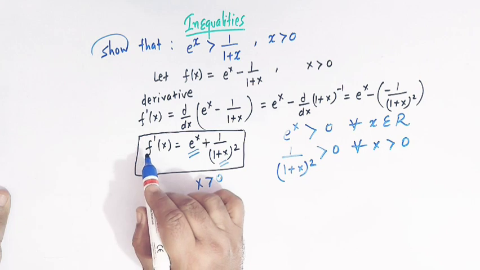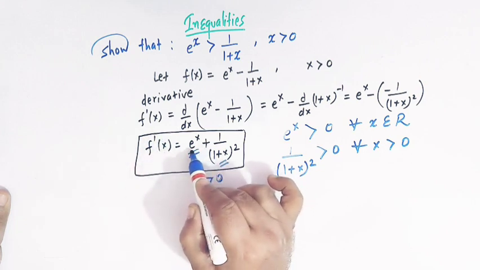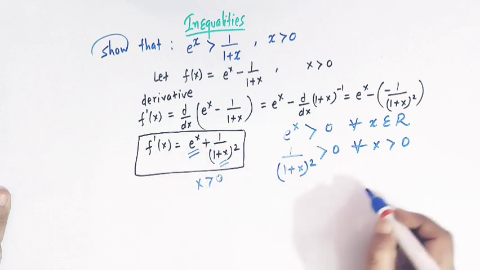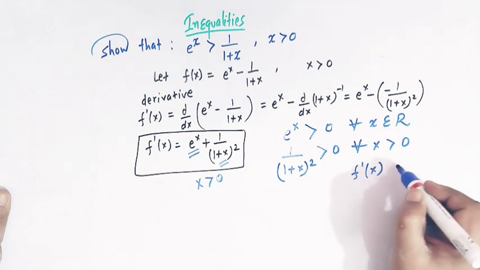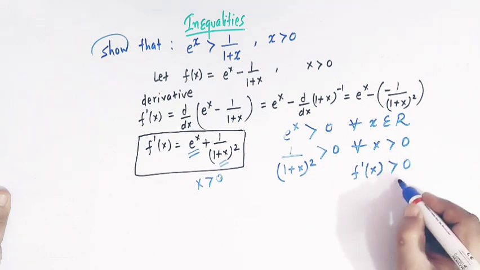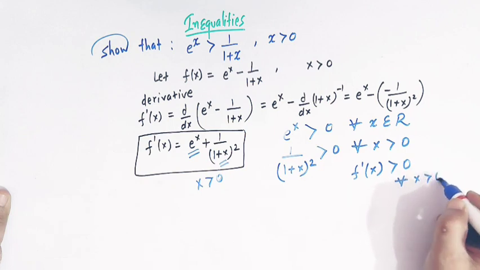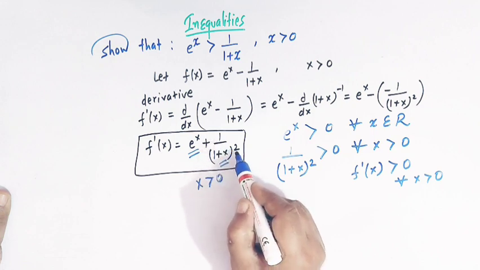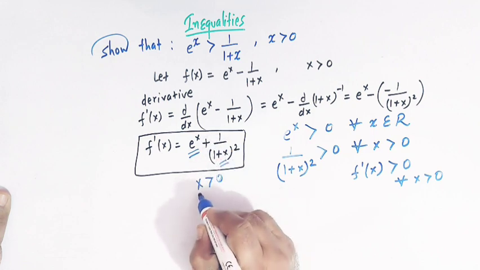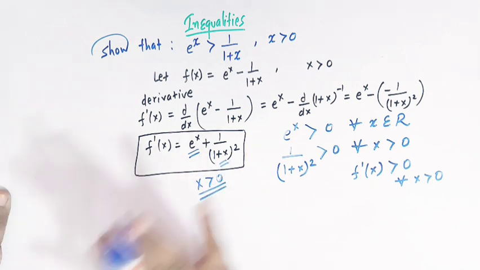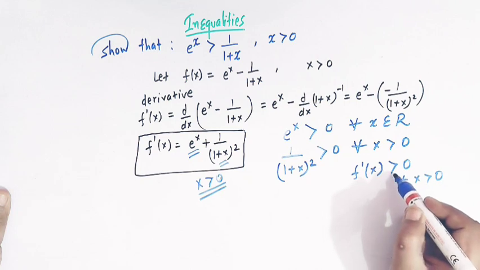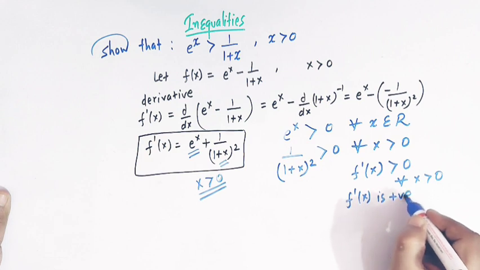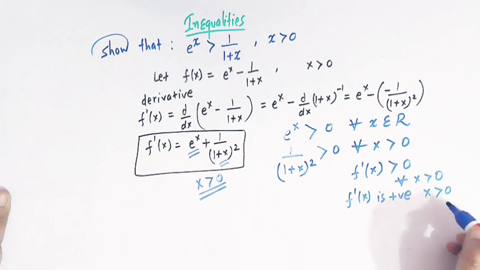So now we see that our derivative, which comprises these two terms, e raised to x and 1 over 1 plus x square, right? So f prime of x is always greater than 0 for all x greater than 0, because e raised to x is positive and 1 over 1 plus x square is also positive for x greater than 0. So our derivative, f prime of x, is positive for all x greater than 0.